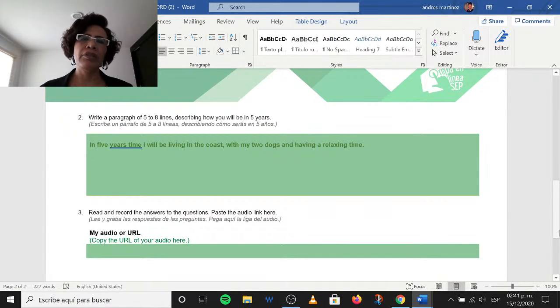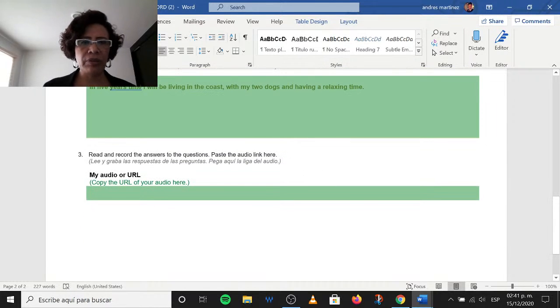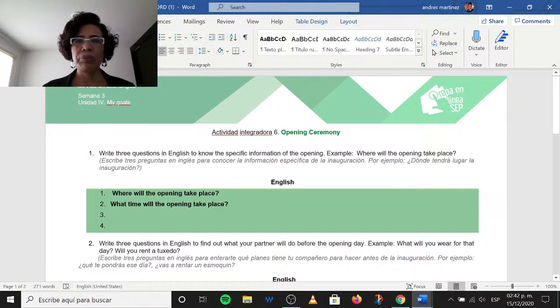Describing how you will be in 5 years. And I wrote, in 5 years' time, I'll be living in the coast with my 2 dogs and having a relaxing time. That's an example. And read and record the answers to the questions, and you paste the audio link over here. Good. Now, the following. Opening ceremony.